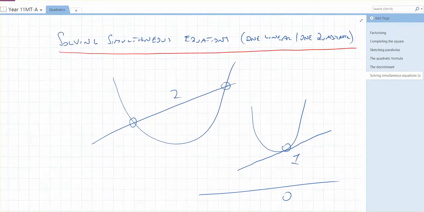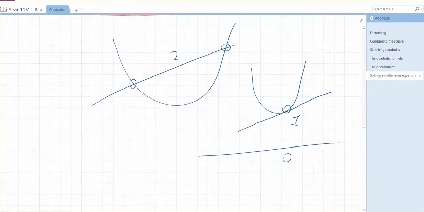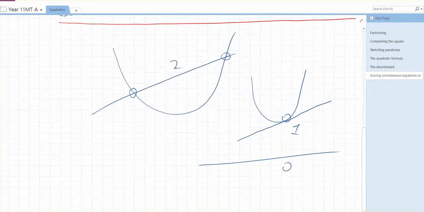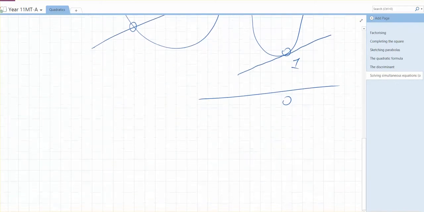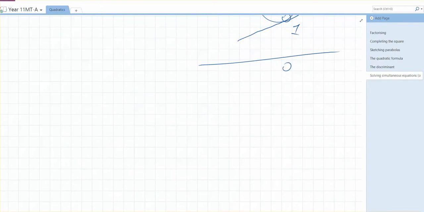So those are the possible outcomes when we solve simultaneous equations. When there's one linear, which is a line, and one quadratic, a parabola, we can have those scenarios. Let's have a look at an example, and we'll have a look at how we solve simultaneous equations, which is going to be our next section of work. So solve, this is the example.